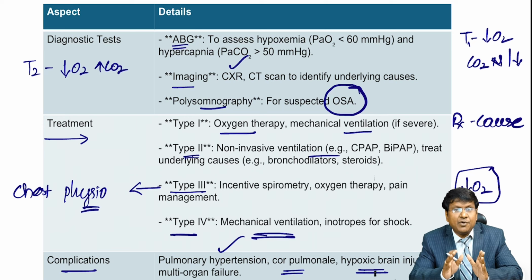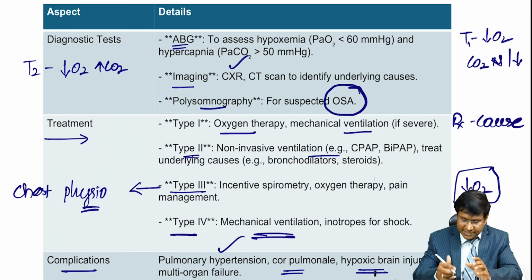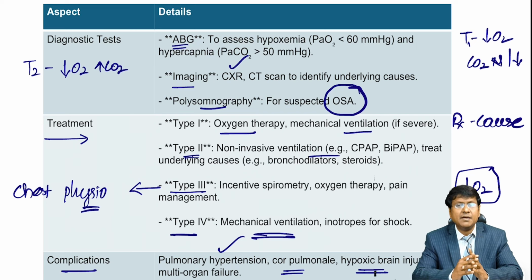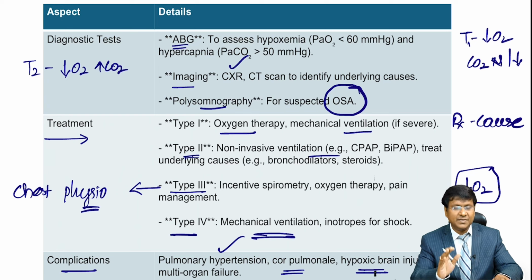Next is hypoxic brain injury, and that is due to decreased oxygen perfusion. And there will also be multi-organ failure. So these are all the complications in patients with respiratory failure.